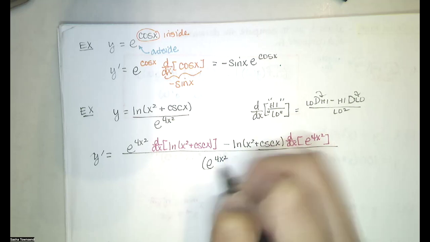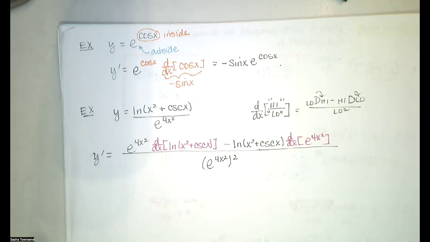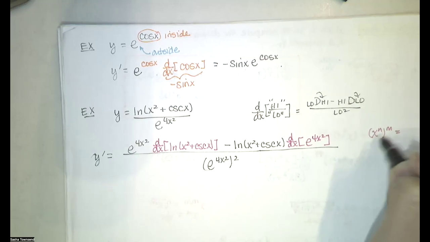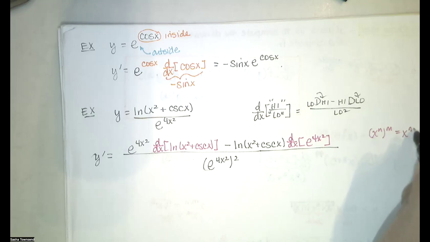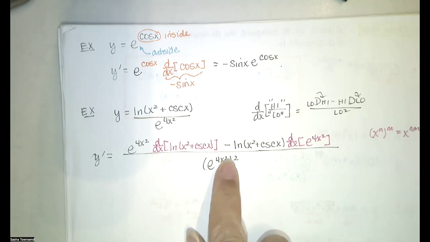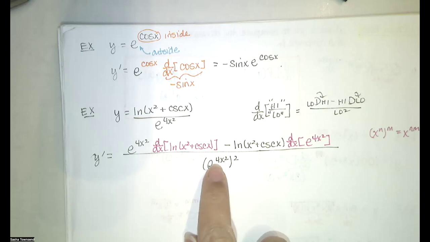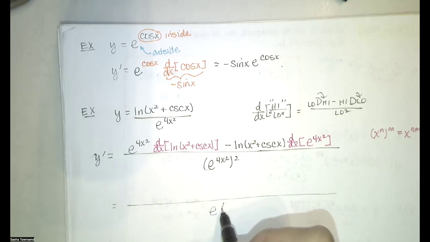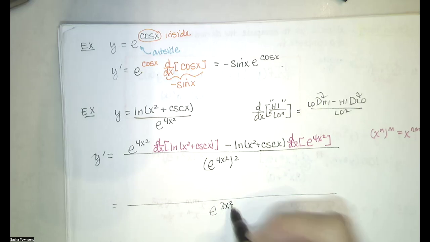So you've got e to the 4x squared quantity squared. Now to simplify this denominator, you want to remember this rule from algebra: if you've got a power raised to a power, you multiply those exponents. So e to the 4x squared, squared, is e to the 4x squared times 2. So we're going to have an 8x squared in that denominator, or e to the 8x squared there.